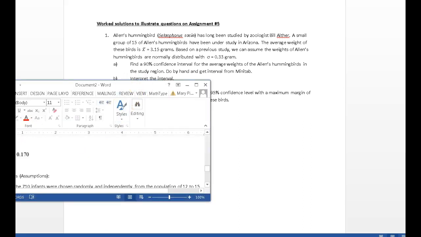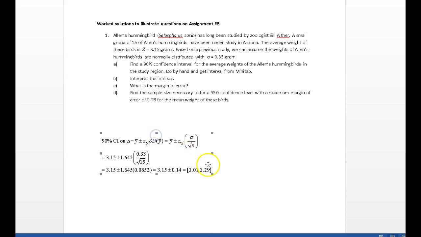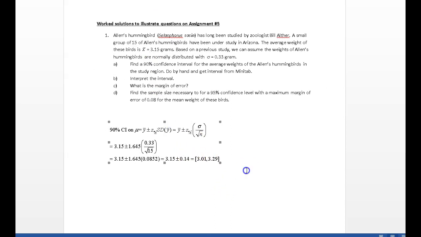And hang on a minute now, I got to get myself set up. We need the formula for calculating a confidence interval. And I've already got that done here. And let's have a look at what I'm doing with this. So my interval, first of all, I've stated right here, it's a 90% confidence interval on mu. Mu is a population mean.